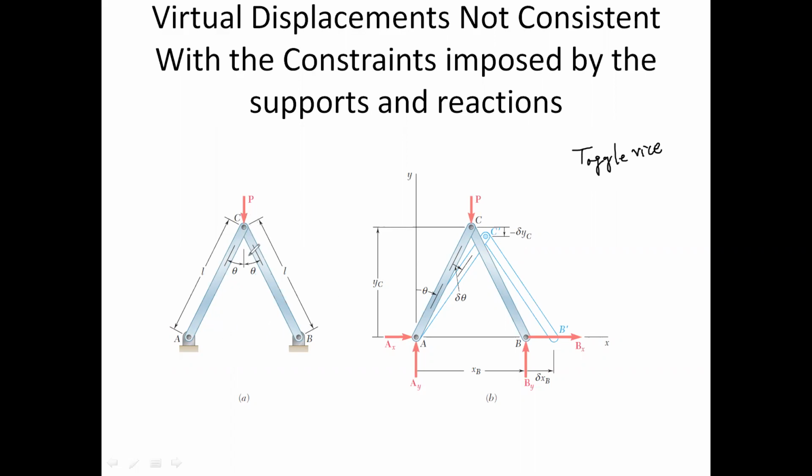Now we have to calculate, let's suppose, how much is the reaction offered by the support at B on the pin along the x-axis. Let's suppose we have to calculate B of x. Let's suppose this is one of our problems, fine. Let's draw the free body diagram and try to solve this problem using the principle of virtual work.